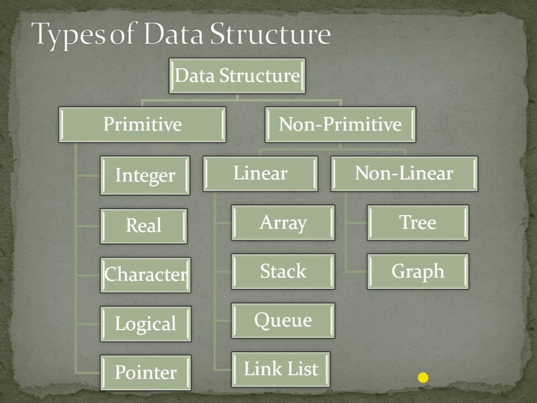Linear data structure contains array, stack, queue, and linked list, because the representations are in a linear fashion, whereas non-linear data structure contains tree and graph.